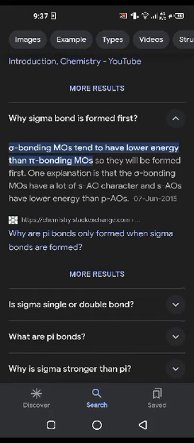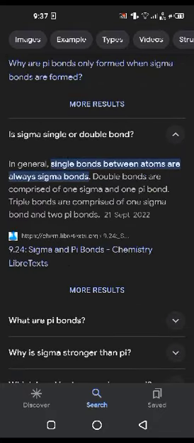Sigma bond MOs stand at lower energy than pi bond MOs, so they will be formed first. One explanation is that the sigma bond has a lot of s character and has lower energy. In general, single bonds between atoms are always sigma bonds. Double bonds are a combination of one sigma and one pi bond. Triple bonds are composed of one sigma bond and two pi bonds.